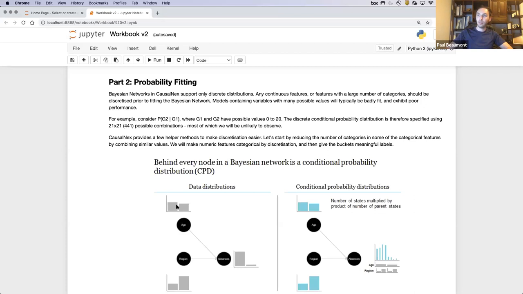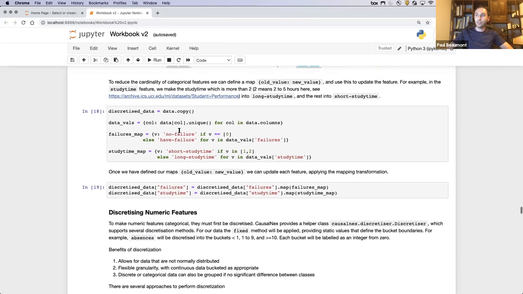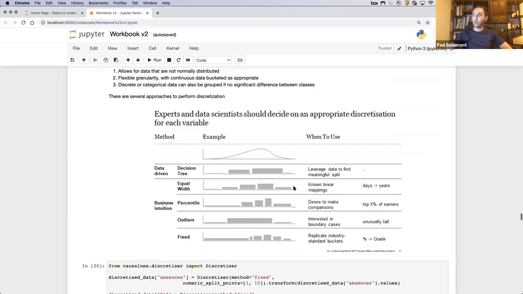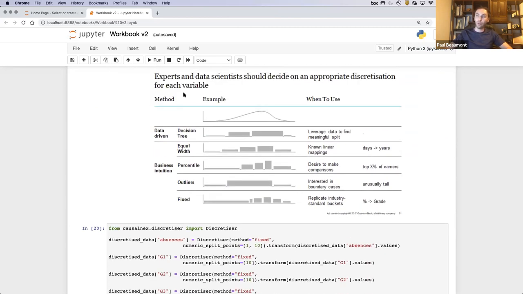The next bit is very simple. It's literally just fitting the probabilities, okay? So what we have to do, in CausalNex, we don't use continuous variables. We only use discretized variables. So what we have to do to start with is decide how we're going to discretize things. And I'm gonna be honest, the performance of your model will be dependent on how you discretize as well. So this is a very important step.